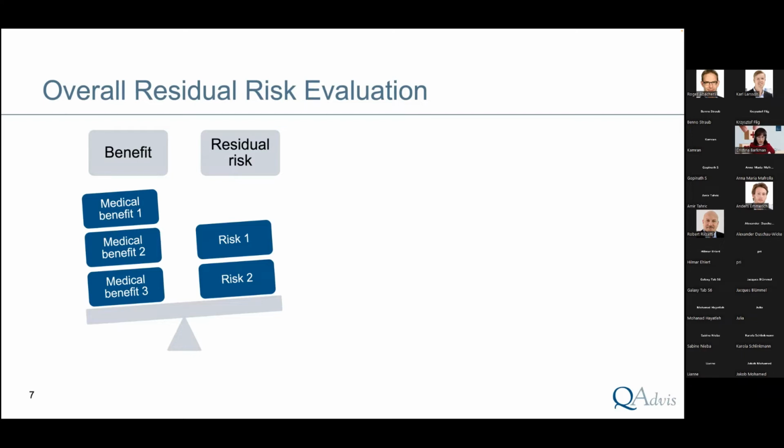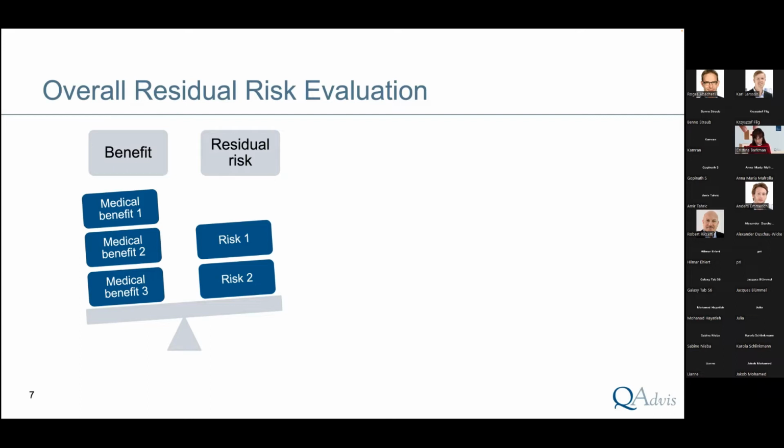This approach was, however, unclear from different aspects. First, it was unclear which criteria for risk acceptability should be used in this evaluation. Then the other aspect was, should the benefits of the intended use be considered when doing the overall residual risk evaluation or not?